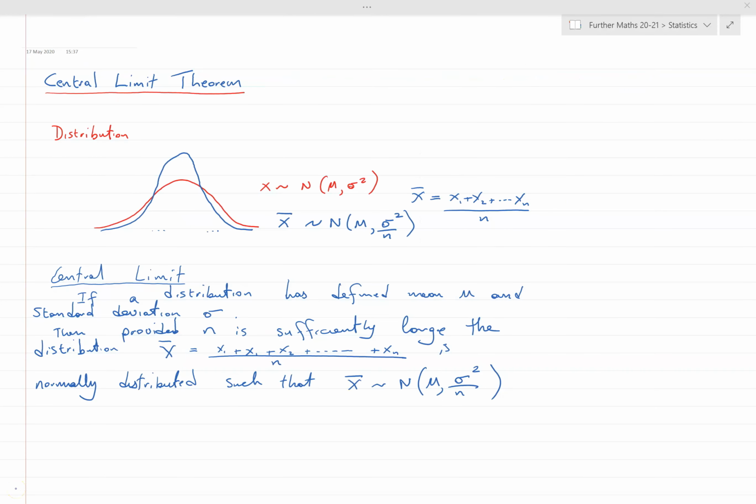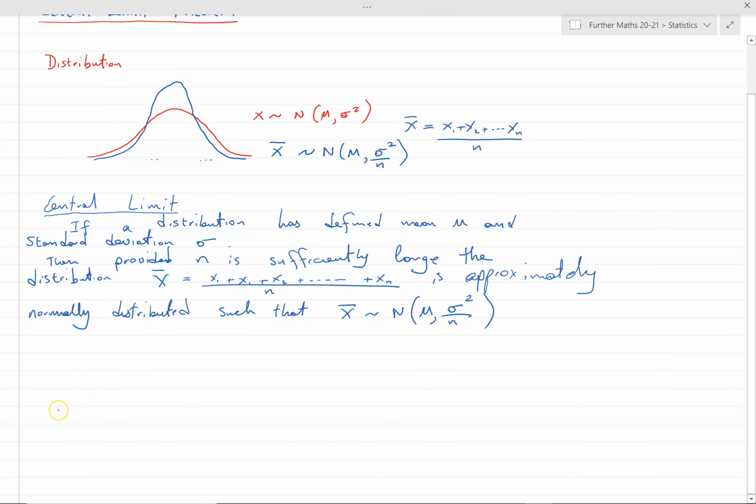Okay. So here we go back to the original theorem. I probably should say approximately. At what point do we say it is normally distributed? What sample size do we need? Well, of course, it will depend on how weird the distribution is. If I have a weird distribution that's heavily skewed or strange in some way, it might take a long time.